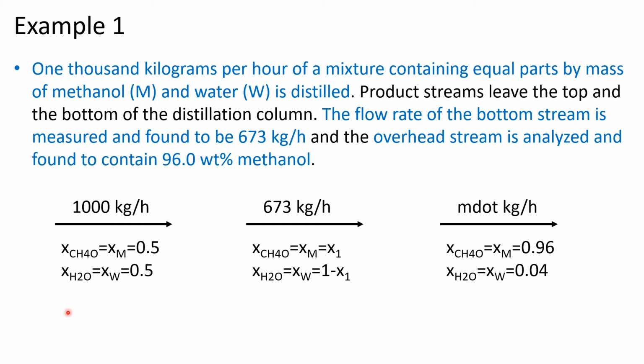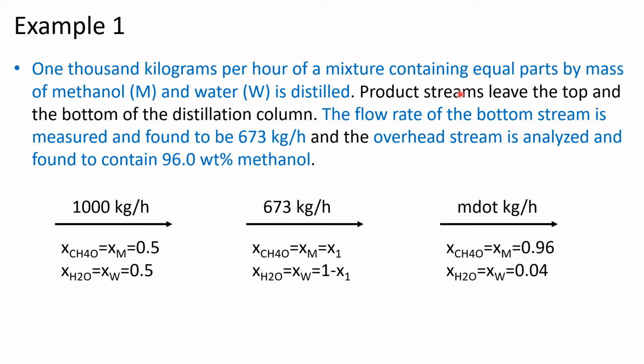This stream is labeled right here. Above the arrow, as we did in the previous lecture, we put the amount or flow rate. Here it's 1,000 kilograms per hour. And then below the arrow, we put our composition information. Since it's equal parts by mass methanol and water, the mass fraction of methanol is 0.5 and the mass fraction of water is 0.5.